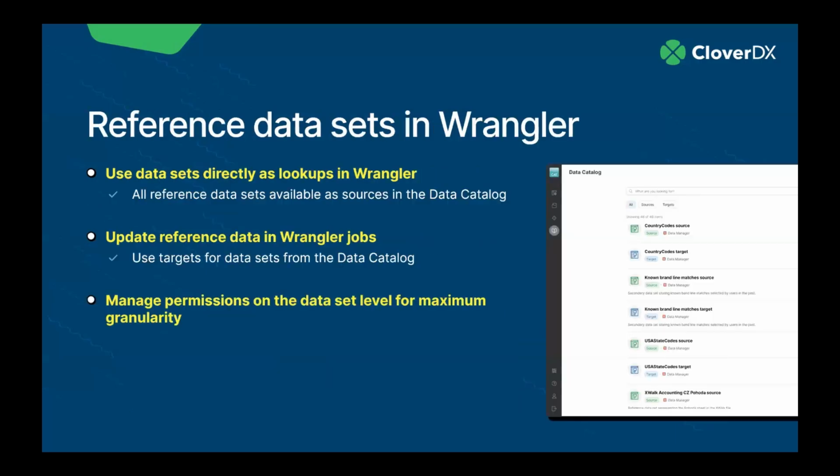At the same time, we've made a connection between the Wrangler and the Data Manager. You can now access all your reference data sets in Wrangler very easily. They are now listed in the data catalog. You can see that on the screenshot on the right, and all these data sets that are in here are visible with a little red icon. Those are data sets from the data manager. For each data set, you will get a source and a target, so you can read from it and you can also write to it.